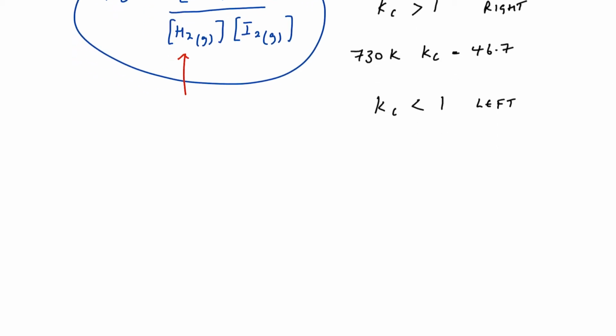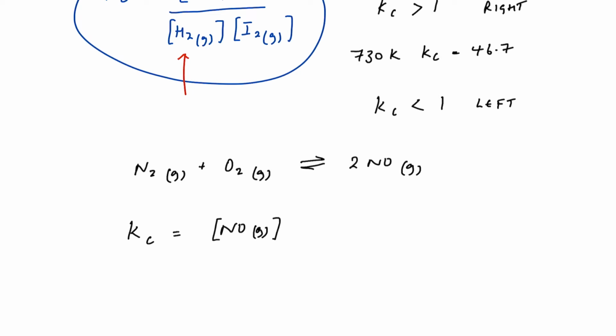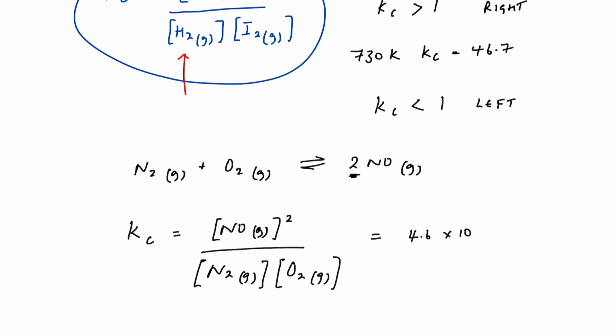If we have a look at another example, the reaction between nitrogen and oxygen to make nitrogen oxide, we can write an expression for Kc while we're practicing this. So NO, state symbol, that's the bit that lots of people miss out, raised to the power of 2, because in my balanced stoichiometric equation I produce 2 moles of NO, divided by N2 gas multiplied by O2 gas. And Kc for this reaction at 298 K is 4.6 times 10 to the minus 31.